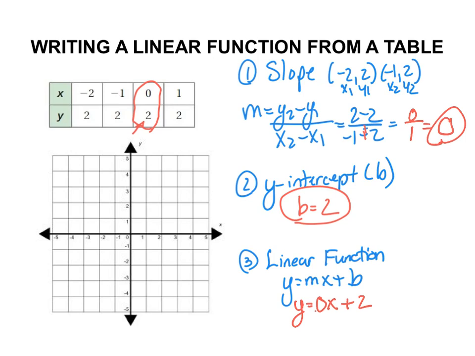Now this 0x, I don't need to keep that, so I'm going to delete that. So I'm left with just y is equal to 2. When y is equal to 2, this tells me that this is going to be a horizontal line. And the slope of 0 also tells me it's going to be a horizontal line. And if I go graph it, it ends up being a horizontal line.